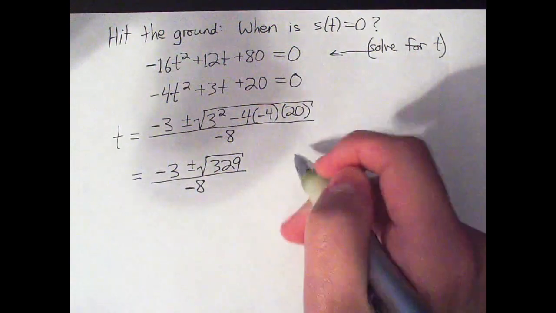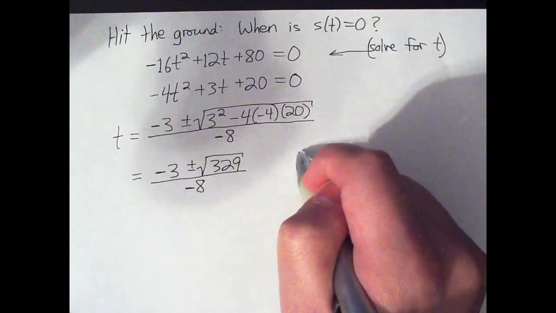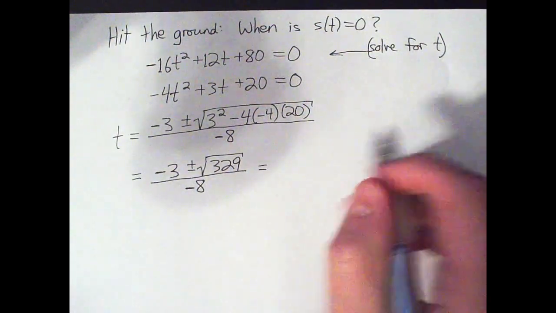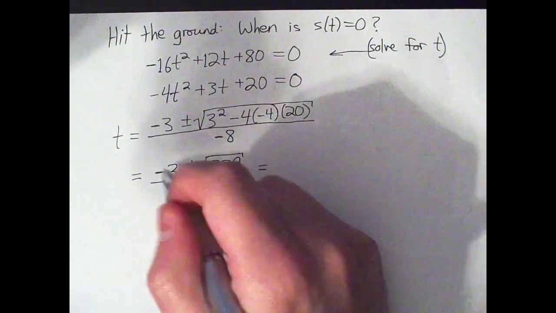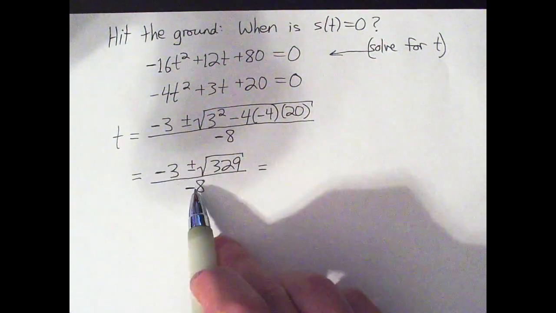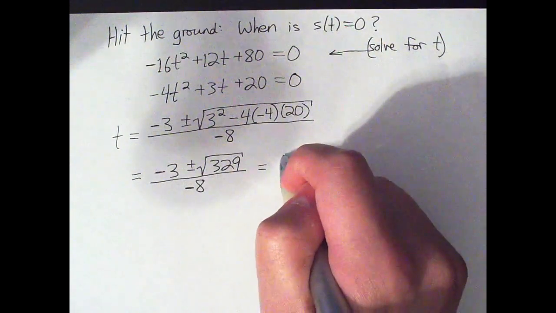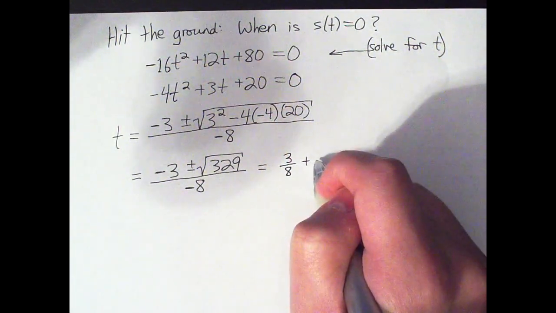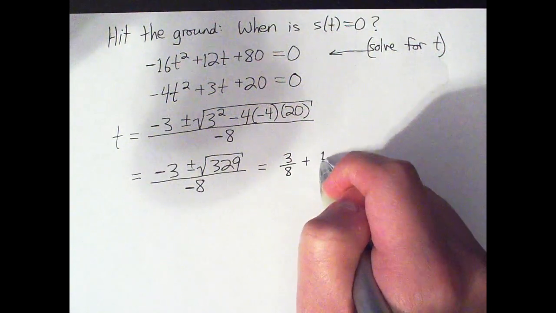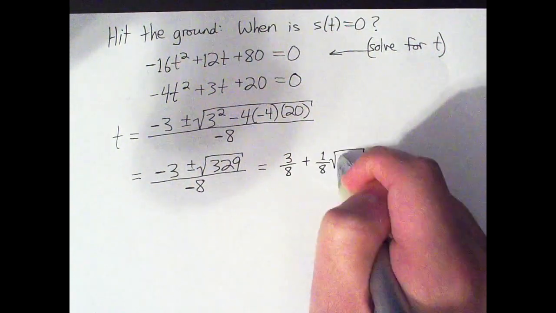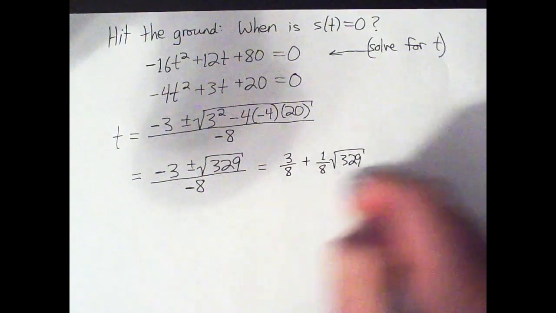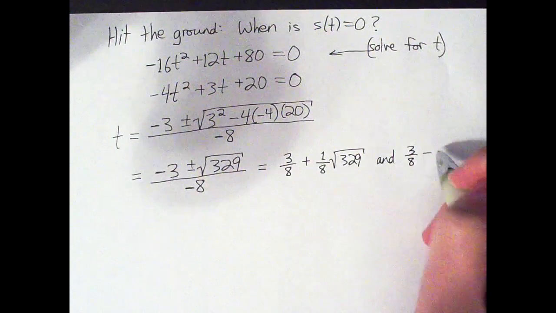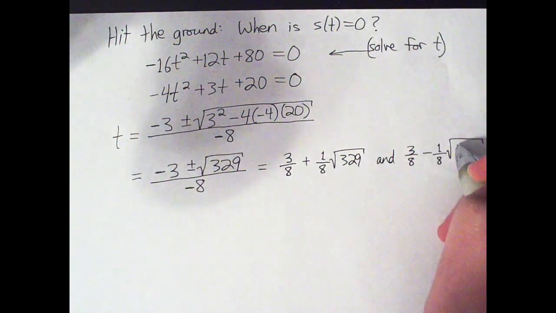All right, how about this? Let's write this as, how about we split this up? Let's have this part over 8 and this part over 8. So 3/8 plus 1/8 square root 329, and 3/8 minus 1/8 square root 329.